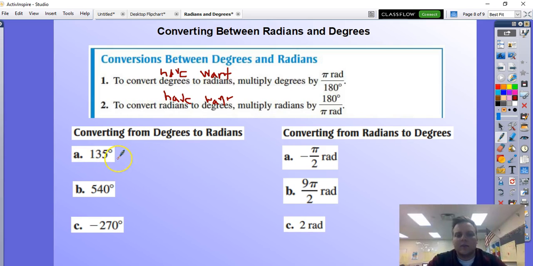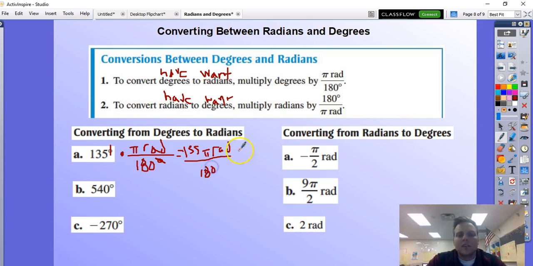So let's dive into some example problems. 135 degrees. All right, I have 135 degrees, so I need to multiply degrees by pi radians over 180. So I need to multiply this by pi radians over 180 degrees. What that allows to happen here is the degrees cancel because I have a degree on top and a degree on bottom. So then I get 135 pi radians all divided by 180.